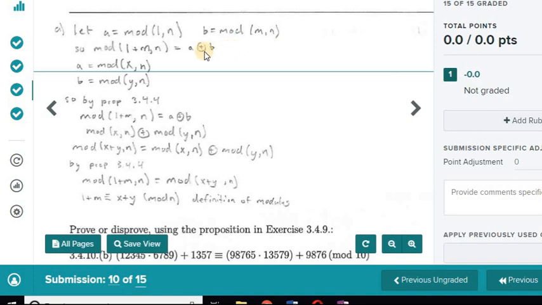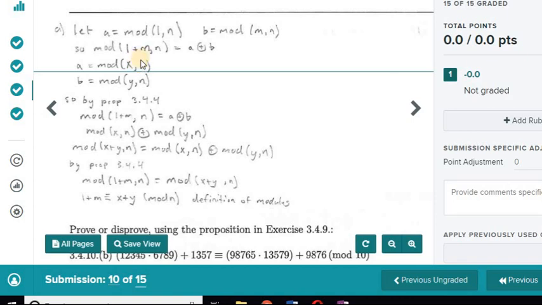All right. Then here we have a equals mod(x, n) and b equals mod(y, n). Now it's true that you can set a equal to mod(L, n) and a equal to mod(x, n), but you need to justify that. The reason that you can set a equal to both of these is that L is congruent to x mod n. None of that's mentioned.